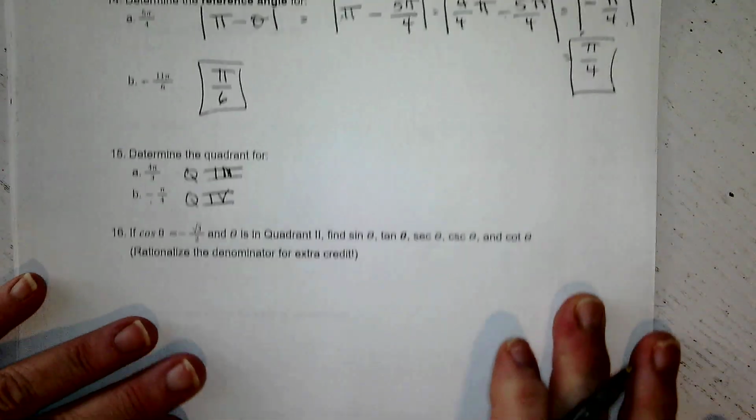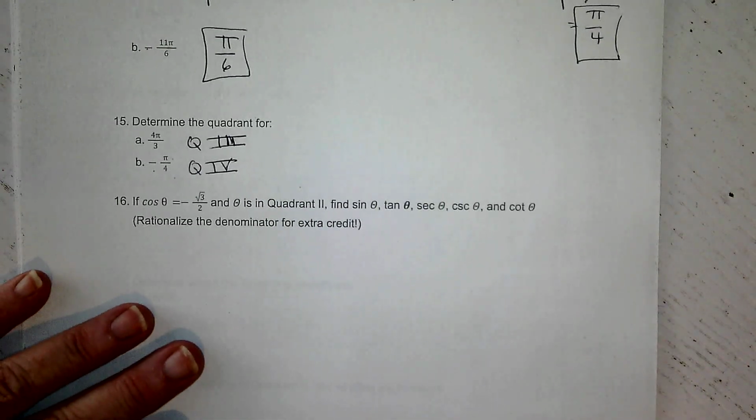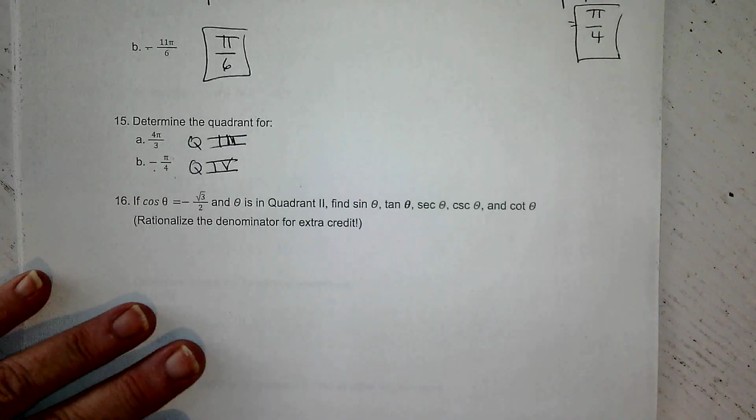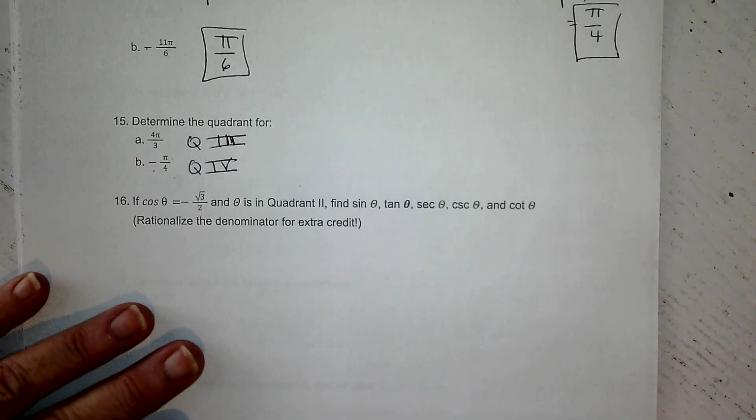All right. If the cosine of theta is equal to negative square root of 3 over 2, okay, and theta is in quadrant 2, all right, find the sine, tangent, secant, cosecant, find the other 5 trig functions. Rationalize the denominator for your extra credit.